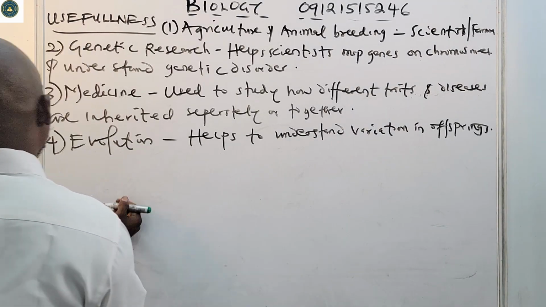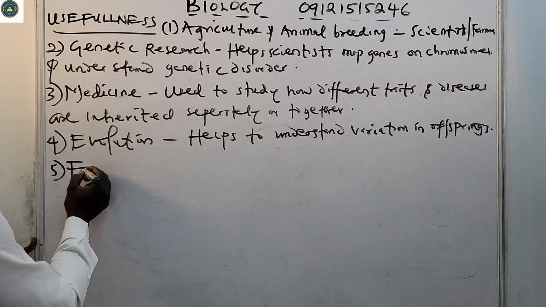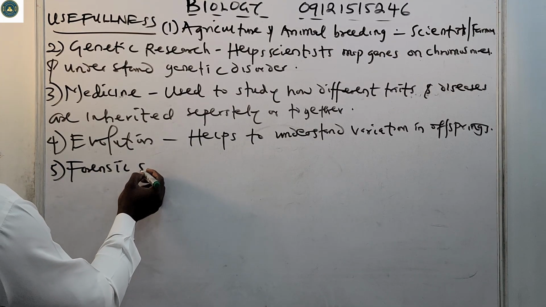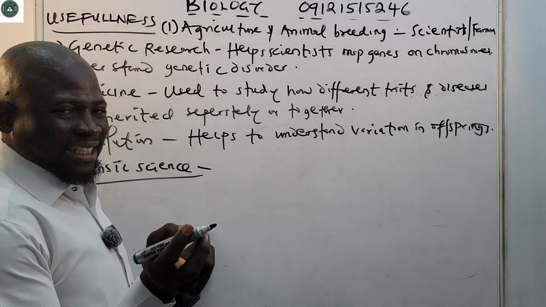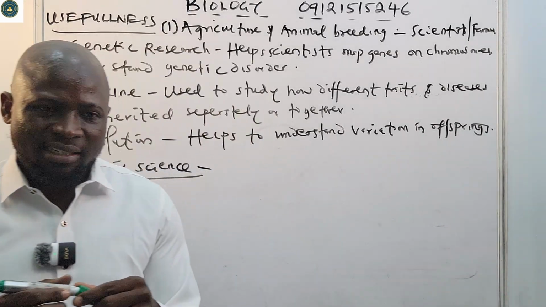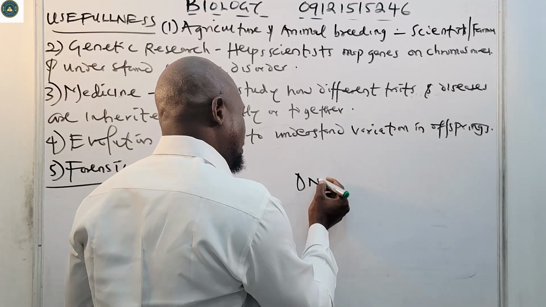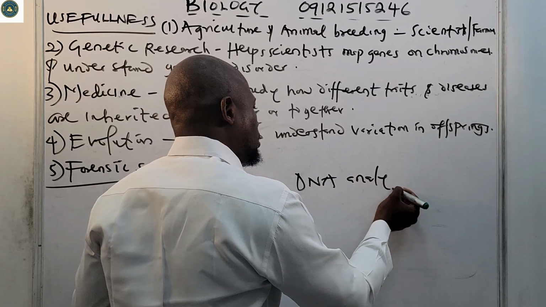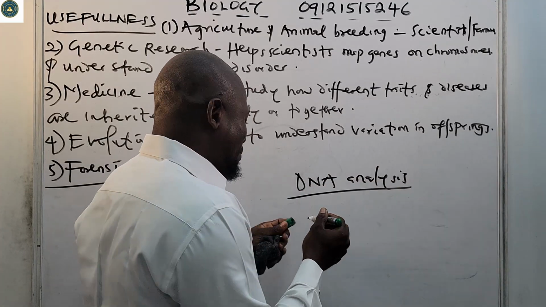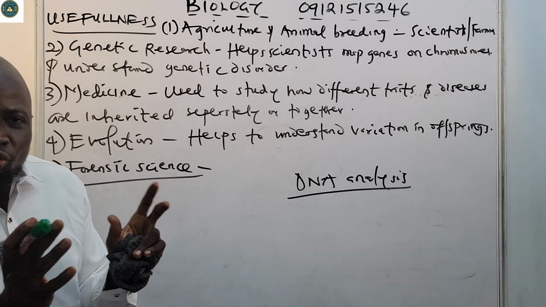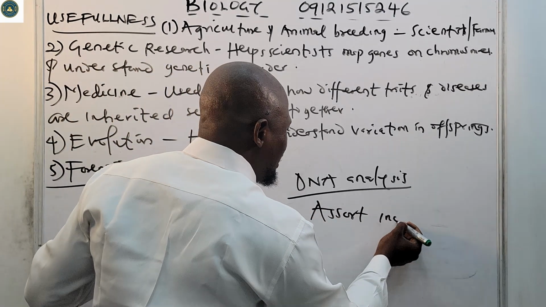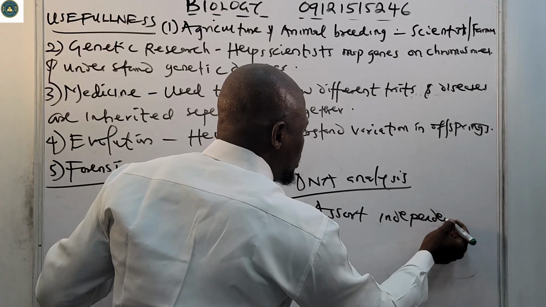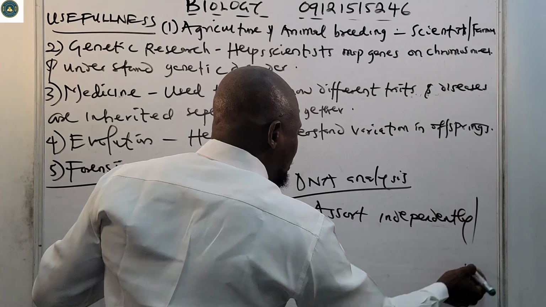Then number 5, we have forensic science. For forensic science, it helps in DNA analysis. And why does it help in DNA analysis? Because each trait assorts differently, independently.